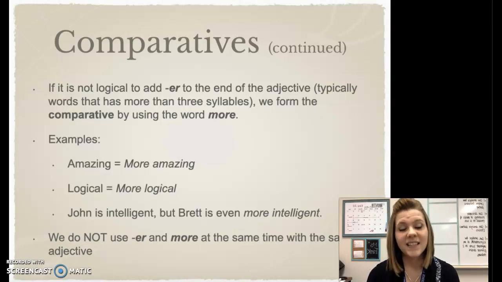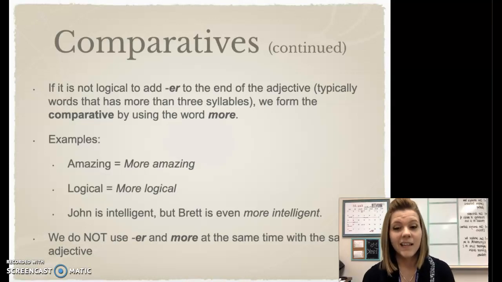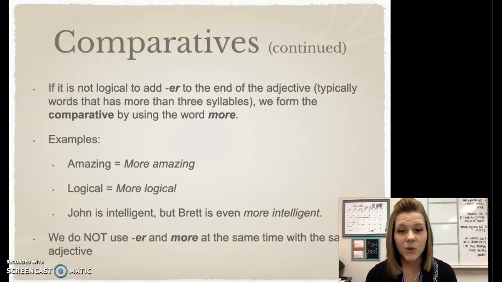We can see that in this next example as well. John is intelligent, but Brett is even more intelligent. So in the sentence, we have two items that we're comparing, John and Brett. However, it doesn't make sense to say intelligenter. So we form that comparative by using more intelligent. Keep in mind, we would never use er and more at the same time. It's just not grammatically correct. So we'll never say that Brett is more intelligenter.